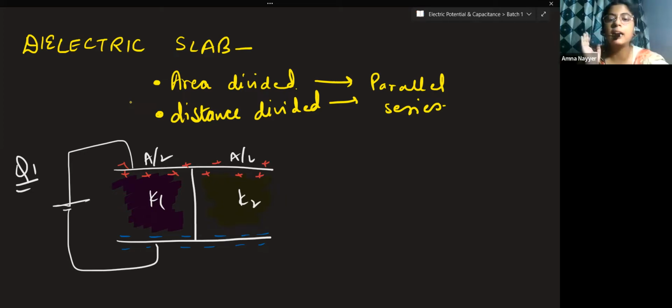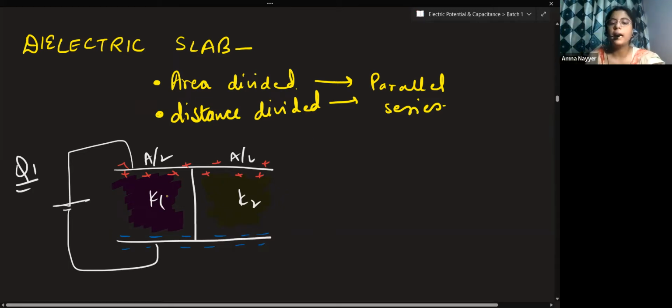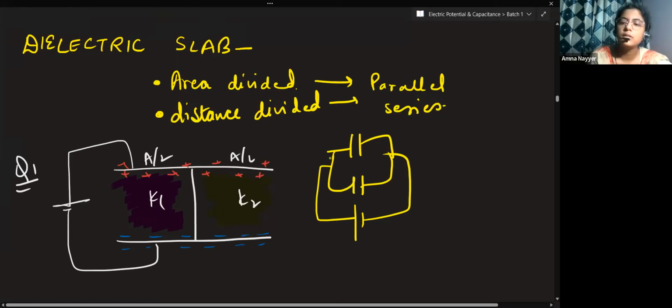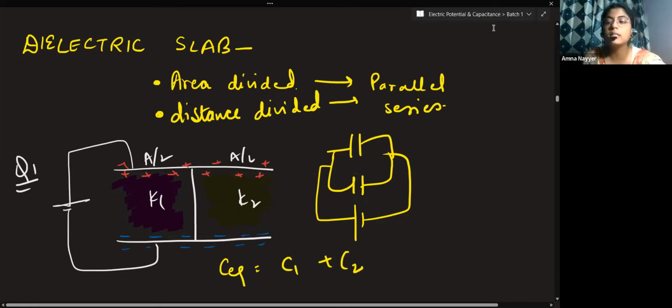But if you see a dielectric slab case, clearly understand, if area is getting divided, then obviously it is a parallel combination. Now parallel combination means what? It is actually like this. In parallel combination, C equivalent is given by C1 plus C2. And if a dielectric slab is introduced, what does the formula of capacitance change to?